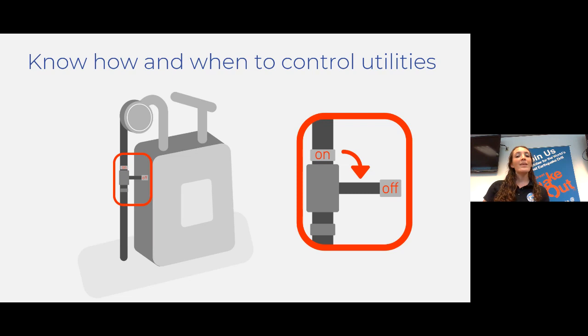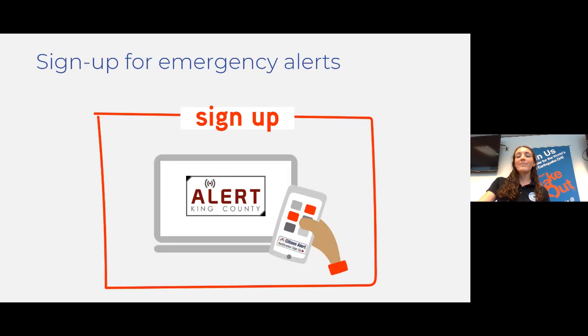Make sure everyone knows where that is and how to turn it off. Now, another critical piece of your plan is signing up for local emergency alerts. We can't let you know that something is happening or about to happen if we can't get a hold of you, if we can't alert you.